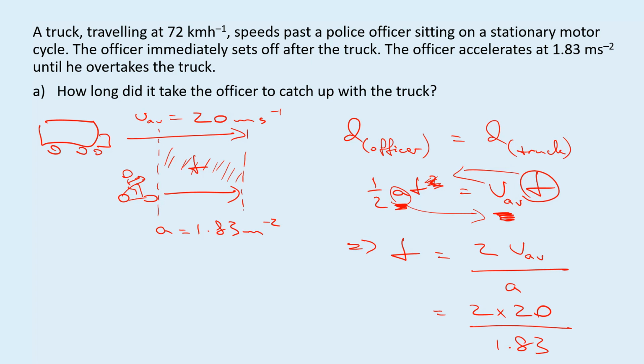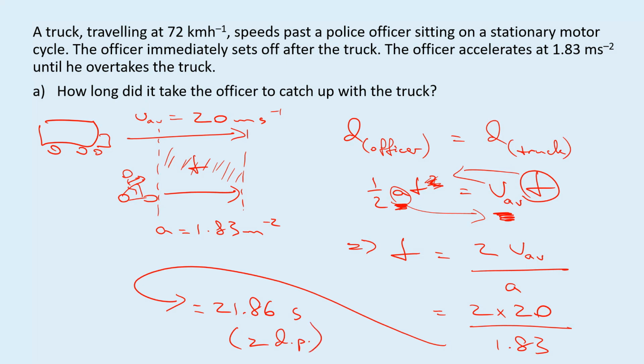1.83. Now we reach for our calculator and we come over here because I ran out of room. And that is equal to 21.86 seconds. That's how long it takes the police officer to catch up to the truck. That has been rounded actually to 2 decimal places, so we need to state that. So there we go. How long did it take the officer to catch up with the truck? It took 21.86 seconds, roughly, right? Rounded to 2 dp anyway.